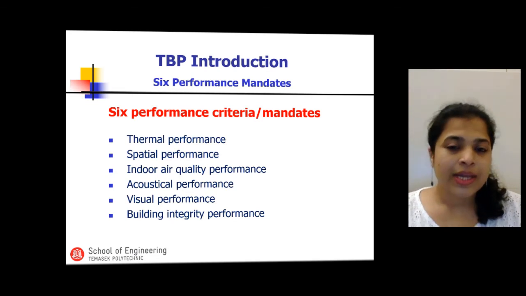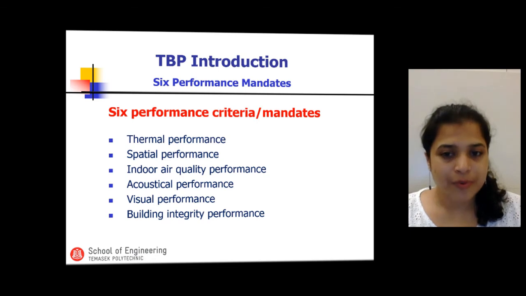Now, let's look at what are the different performance mandates which define a good building design. There are 6 performance criteria or mandates: thermal performance, spatial performance, indoor air quality performance, acoustical performance, visual performance, and building integrity performance.